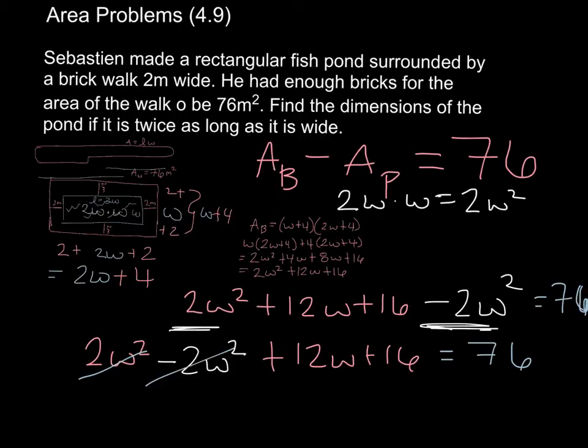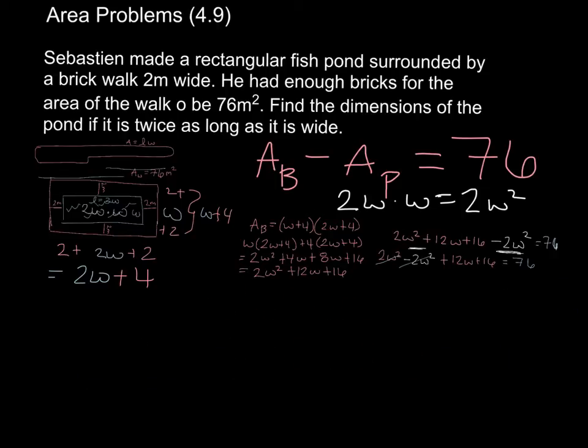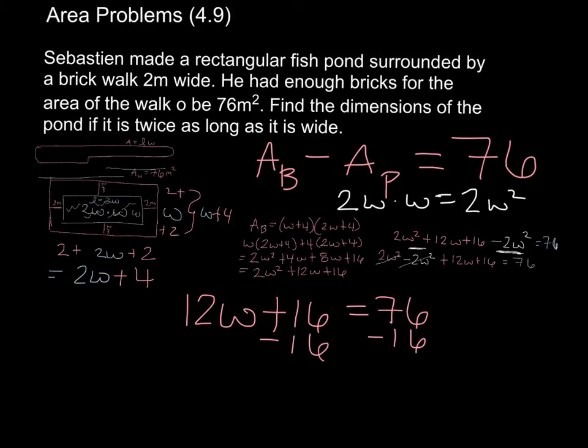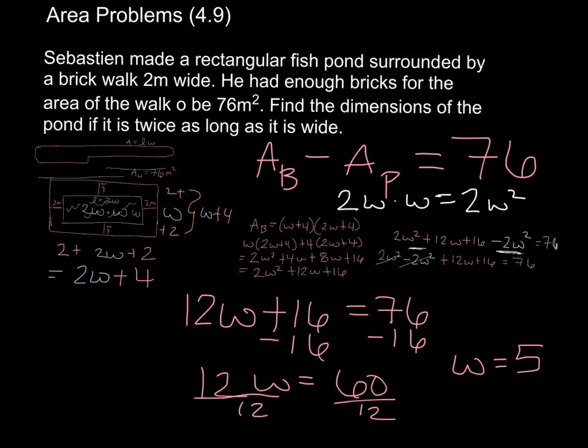So again, I'm going to make myself a little bit more room. And now we're getting somewhere. We've got 12w plus 16 equals 76, and just subtracting a 16 from both sides, we've got 12w equals 60. I'm going to divide by 12 on both sides, so I get that w is 5. Whew. Okay, I get w is 5. I know my original units were meters, so 5 meters.